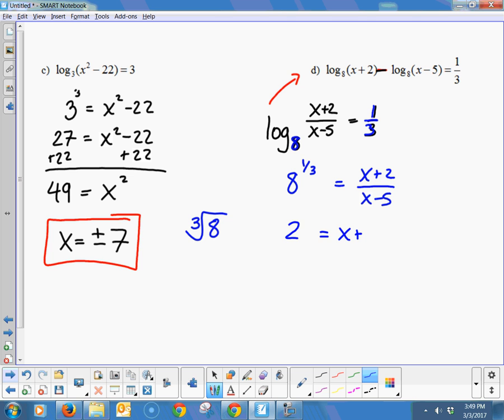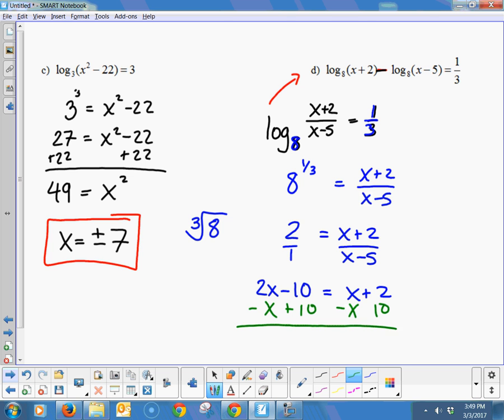x plus 2 over x minus 5. I'm now going to cross multiply, so I get 2x minus 10 equals 1x plus 2. Here we go with solving. Minus x, plus 10, plus 10. x equals 12. I'm just going to check it right there. 12 and 12, that would be 14 over 7. Yeah, that's true. 12 works.